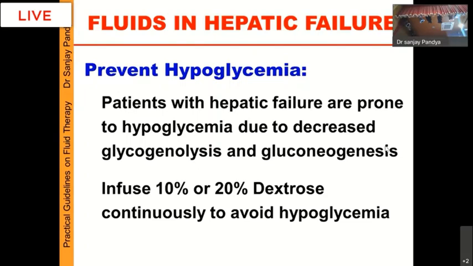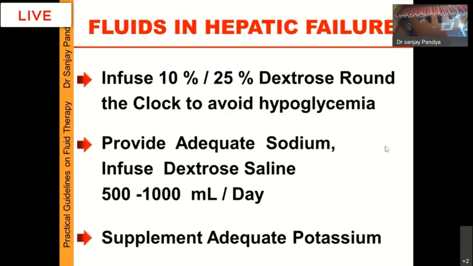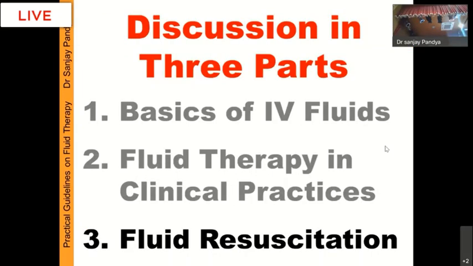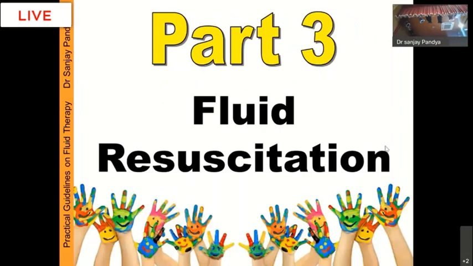So give round-the-clock dextrose 25%, say 4 hourly or 6 hourly, or give an infusion, say 20 ml per hour or so, to prevent hypoglycemia. So in a nutshell, adequate dextrose, adequate sodium, adequate potassium are key points while planning fluid therapy in a patient with liver disorder. Now going to the last part of fluid therapy, and that's fluid resuscitation.